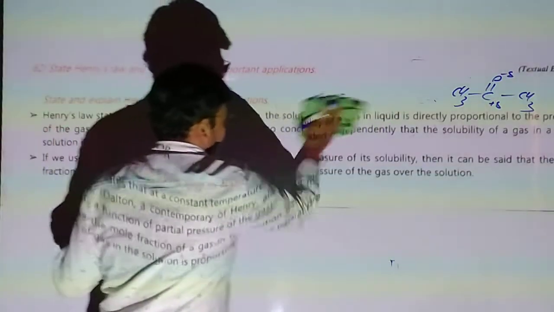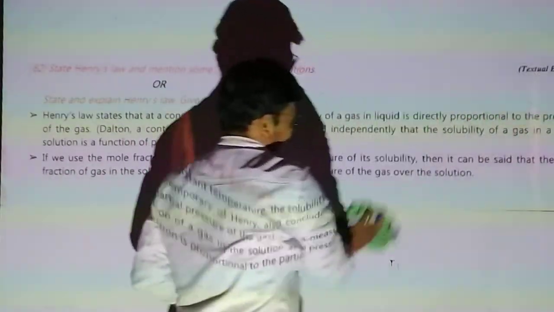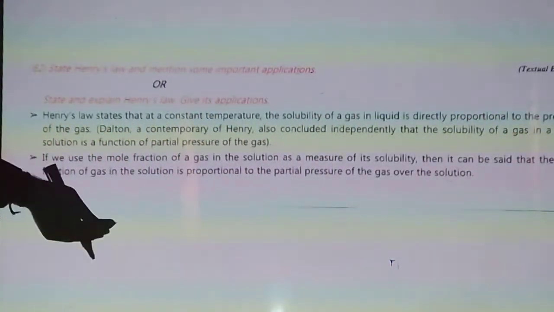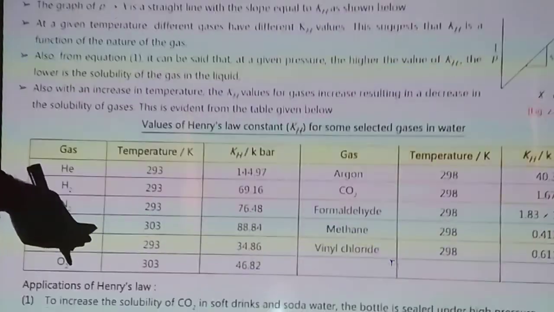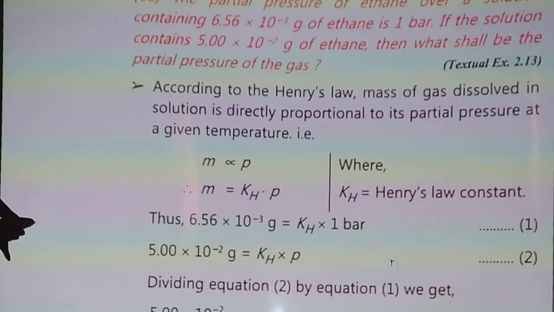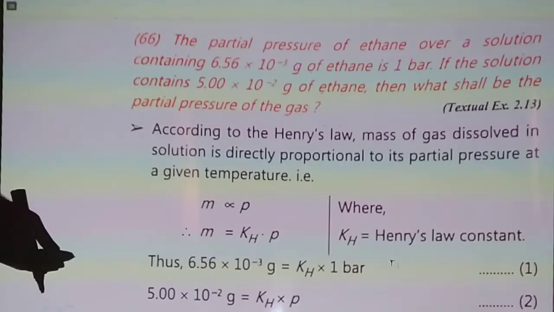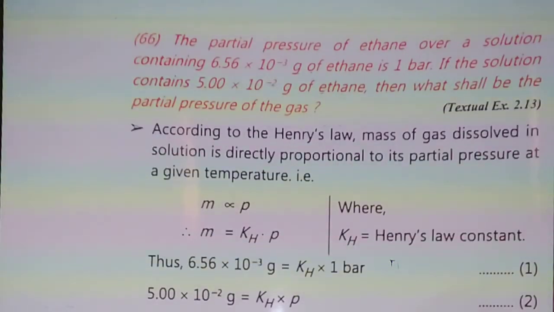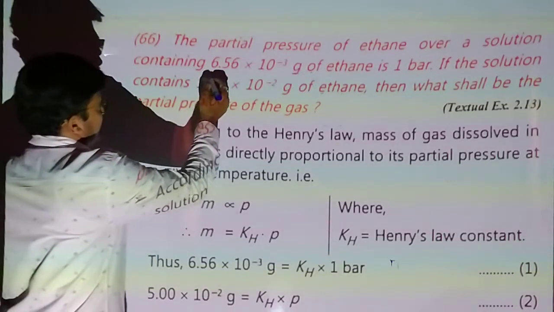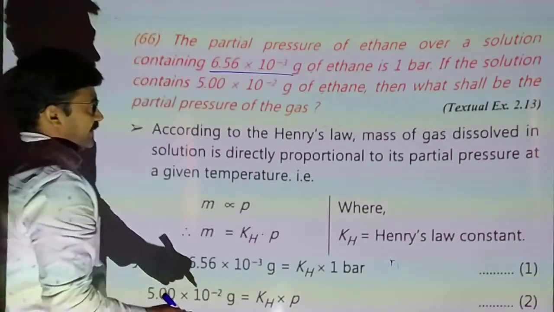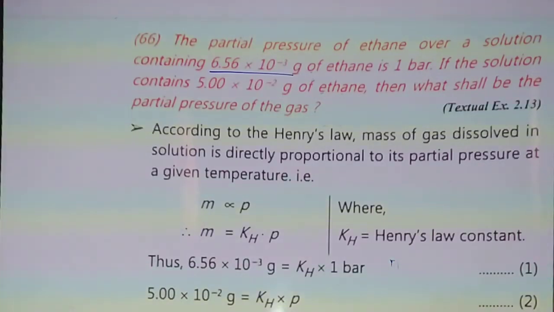Now, Henry's law we discussed, which is theory. Now question 2.13. Yes, sir. The partial pressure of ethane over a solution containing 6.56 × 10⁻³ gram of ethane is 1 bar.